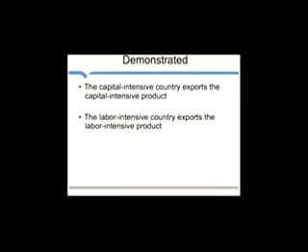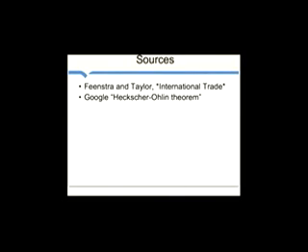Admittedly, this is all under very simple assumptions, but the point is simply to isolate the effect of one mechanism, not to argue that it's the only thing going on in the real world. But what we have demonstrated is that under these simple assumptions, first, the capital-intensive country exports the capital-intensive product. Second, the labor-intensive country exports the labor-intensive product. That's the Heckscher-Ohlin Theorem.